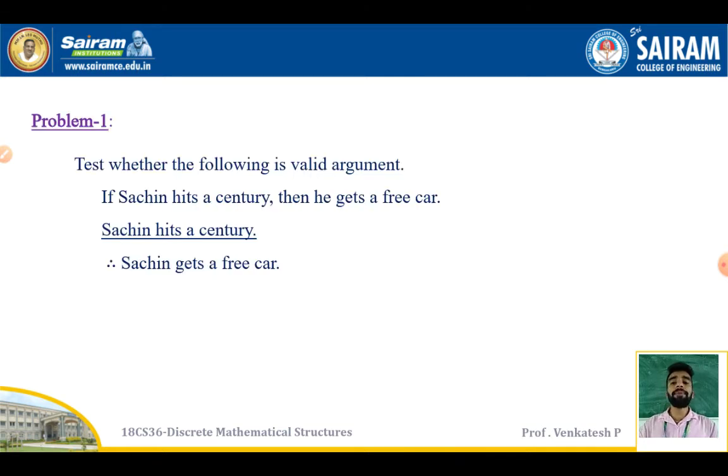So we'll see some examples on these rules of inference. The first example is to test whether the following is a valid argument or not. Actually the rules of inference are useful to check the validity of the given statements. Here the statements are: if Sachin hits a century, then he gets a free car, and Sachin hits a century, and the conclusion is Sachin gets a free car. So these two are the premises and this is the conclusion of the given argument.